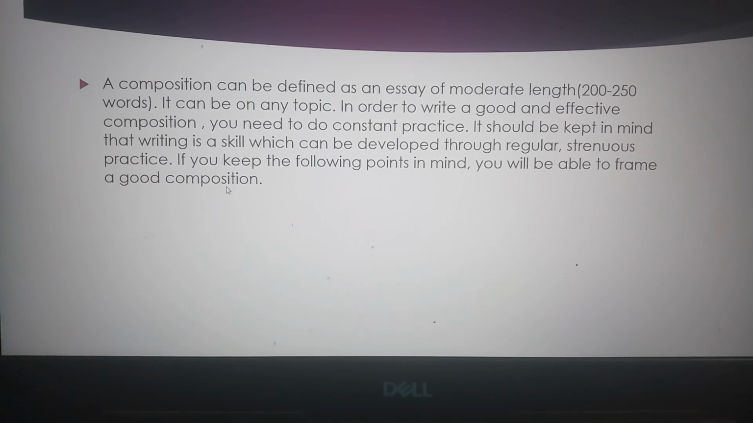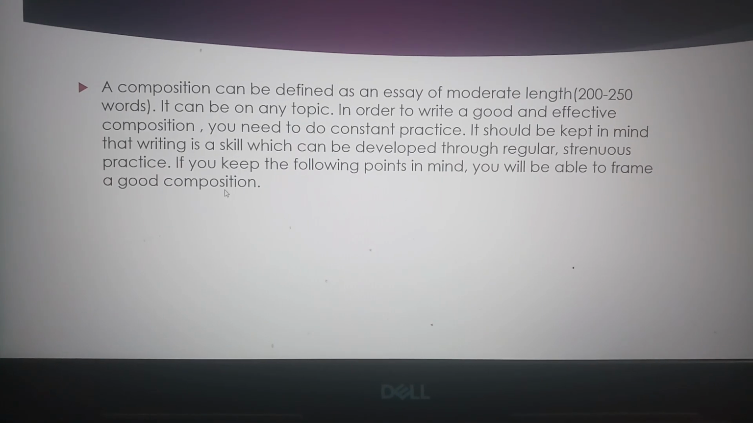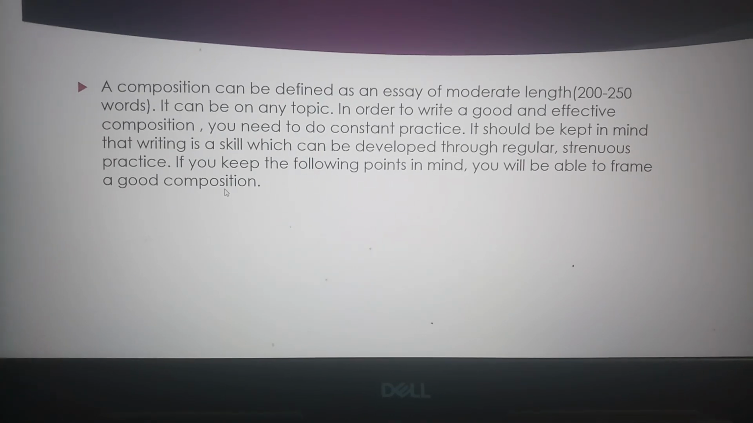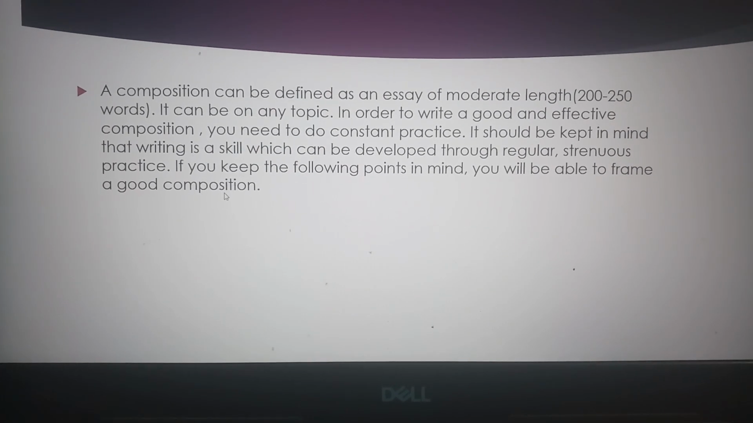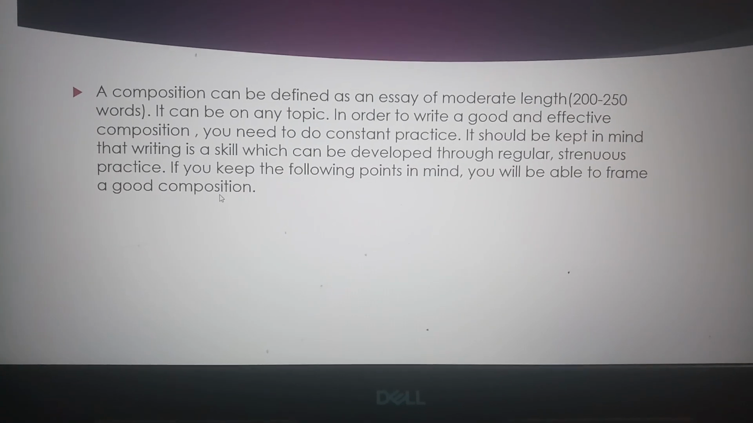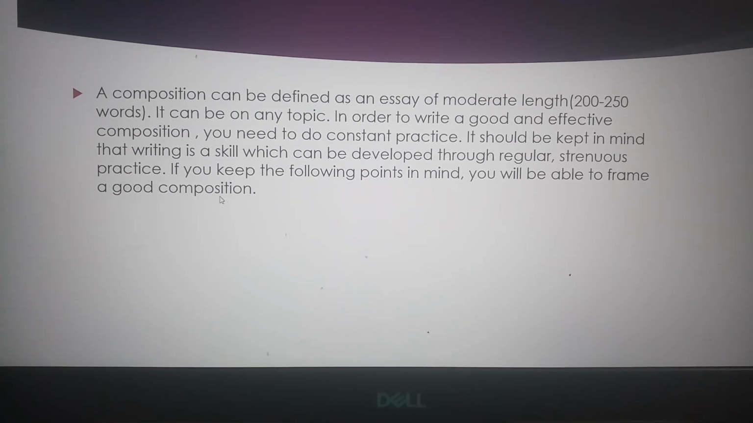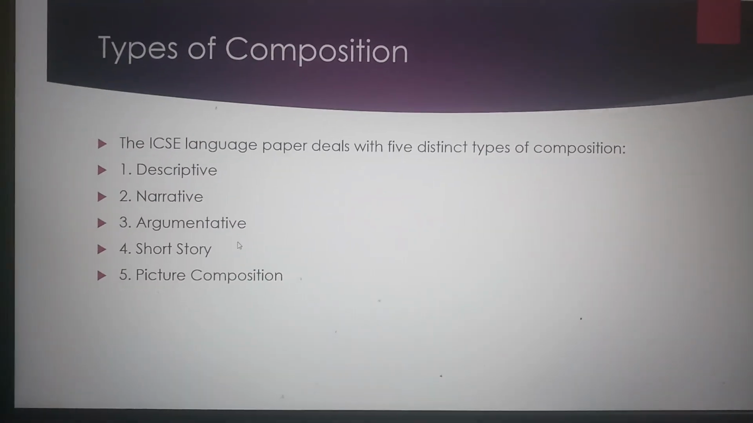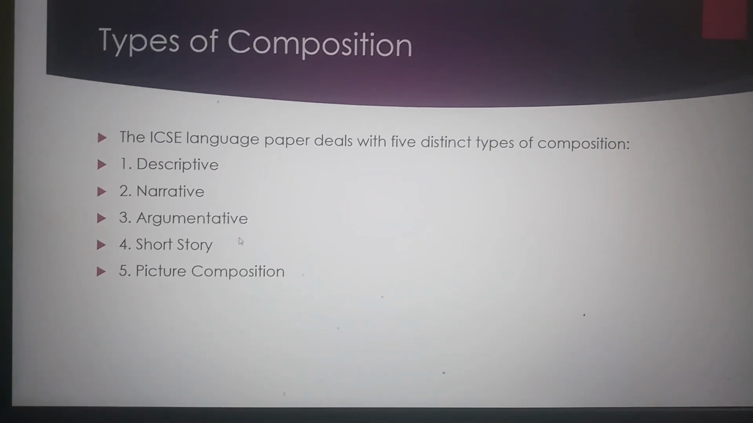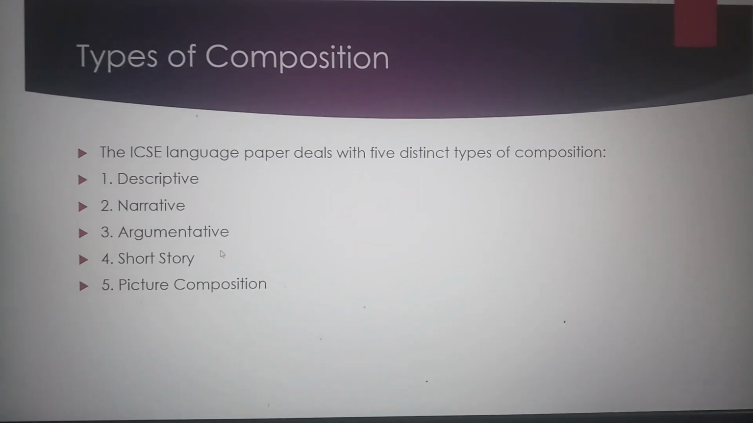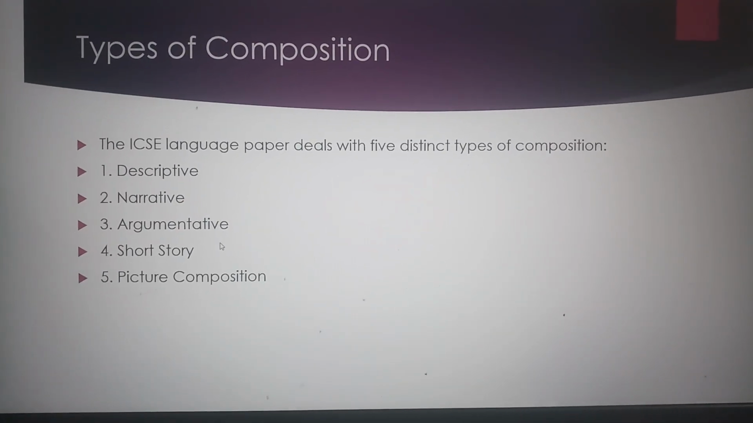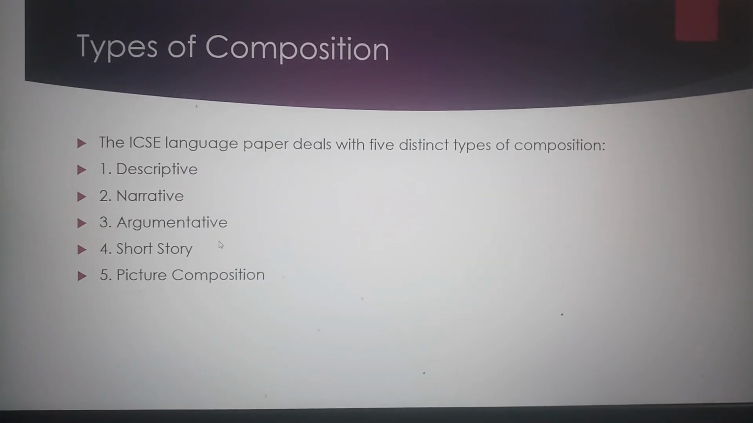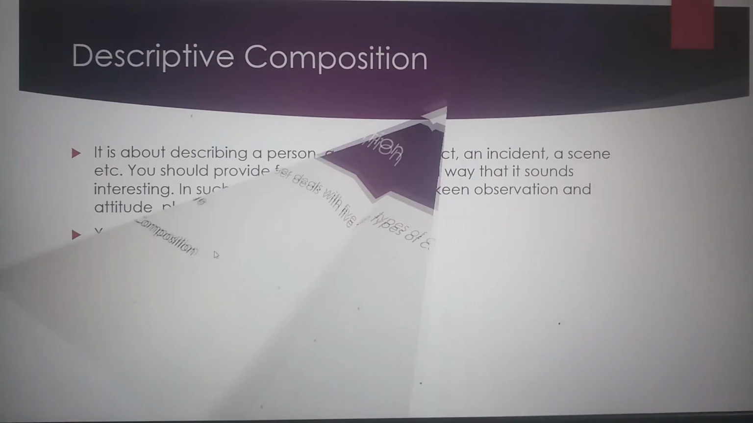If you keep the following points in mind, you will be able to frame a good composition. So, children, read good books, good literature, articles, newspapers, magazines, so that you have ample material in your head so that you can frame a good composition. So, children, read, and read. Now, the ICSE language paper deals with 5 distinct types of composition: descriptive, narrative, argumentative, short story, picture composition. Let's take them one by one.